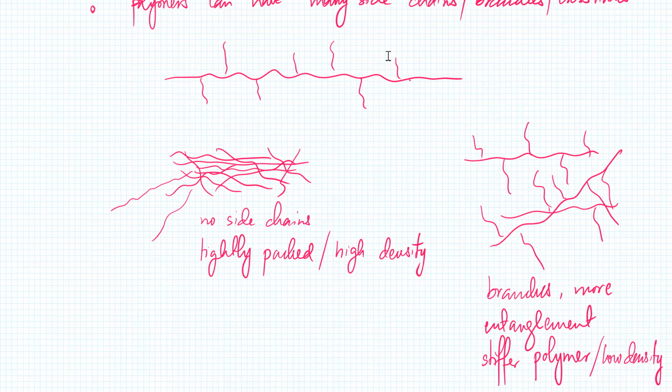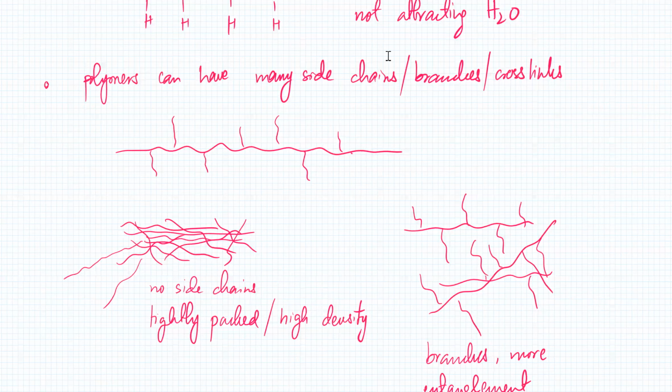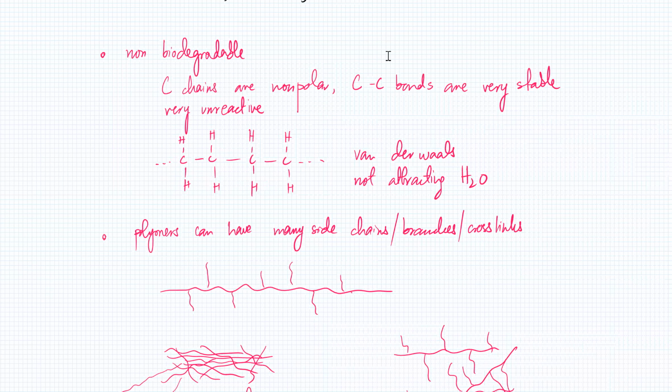So this is one thing that you should have an idea about: you're going to have polymers, and polymers can have many side chains to go with them, and there would be many branches and crosslinks, and the properties of the molecule would change.